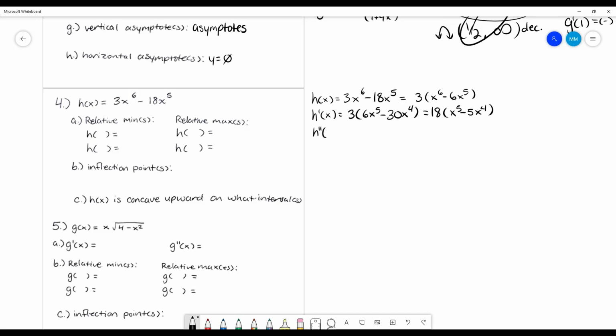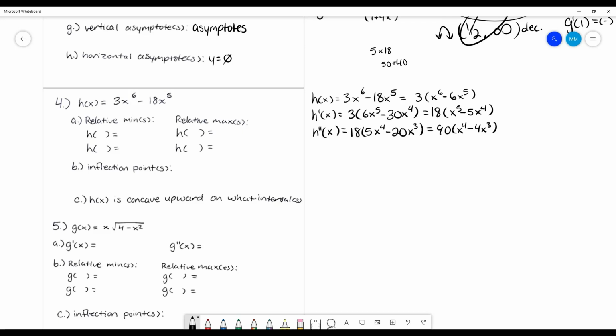And now we can take the second derivative the same way. So I've got an 18 out there, x to the 5th, or sorry, taking the derivative, so 5x to the 4th minus 20x to the 3rd, and now I can factor out a 5. So 5 times 18, 5 times 10 is 50, plus 40 is 90. Now I've got this.